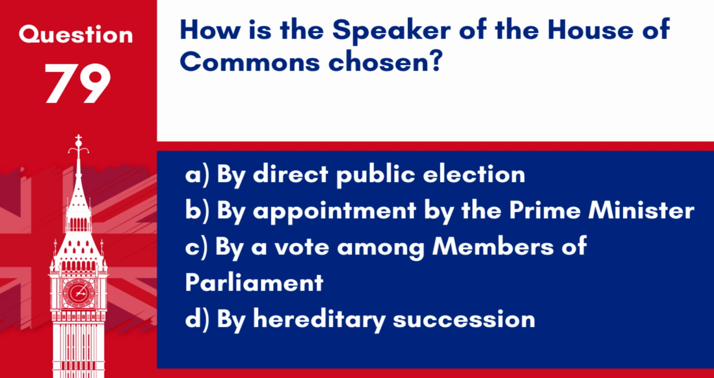Question 79. How is the Speaker of the House of Commons chosen? A. By direct public election. B. By appointment by the Prime Minister. C. By a vote among members of Parliament. D. By hereditary succession. Answer. C. By a vote among members of Parliament. The Speaker of the House of Commons is elected by members of Parliament through a vote, serving as an impartial arbiter of debates and ensuring the orderly conduct of parliamentary business.